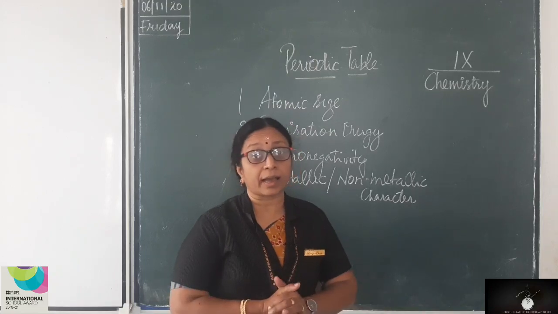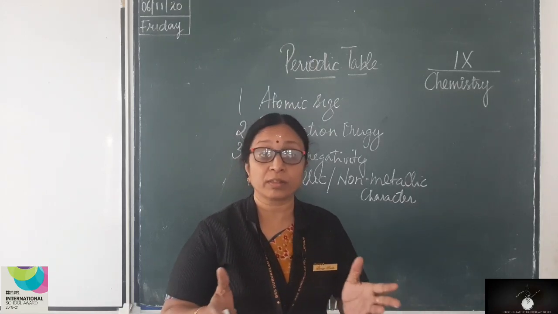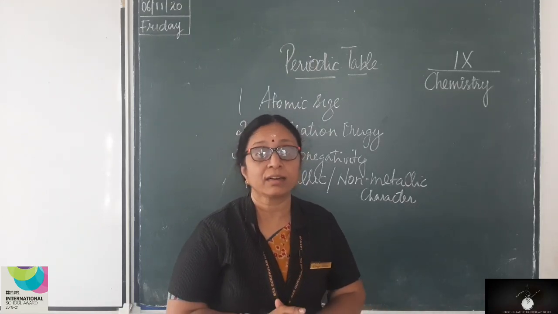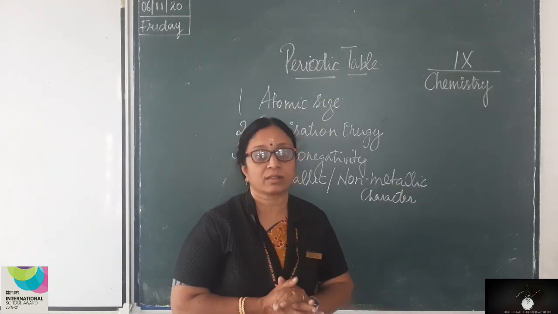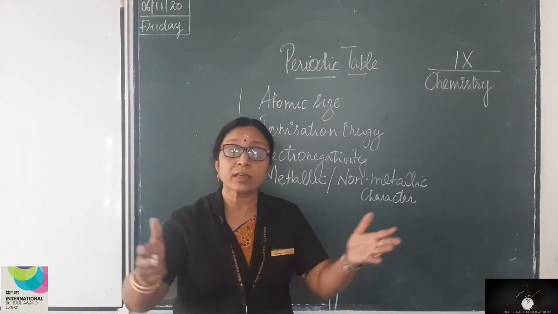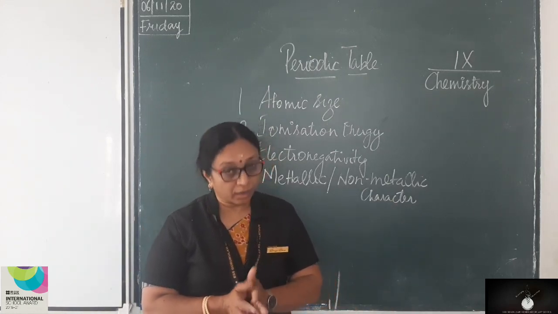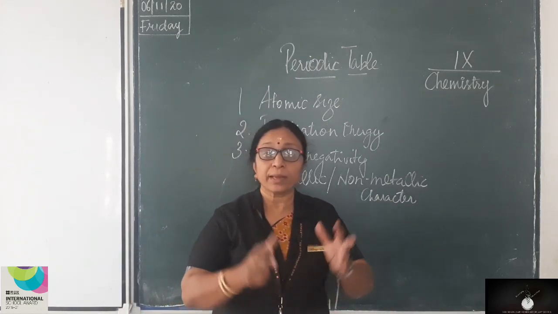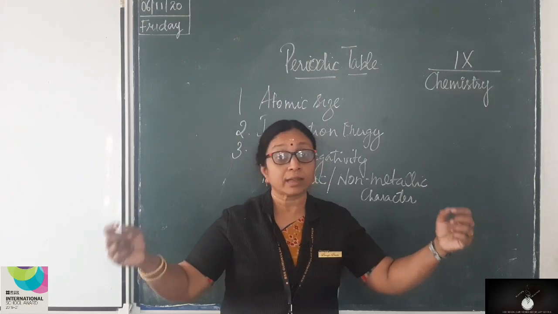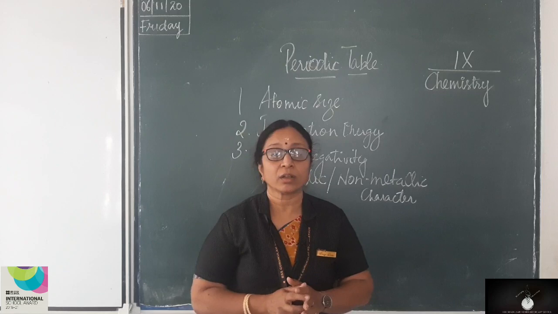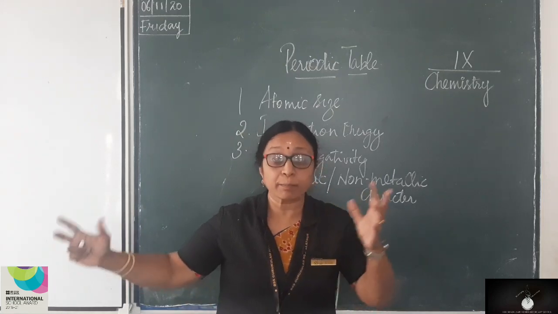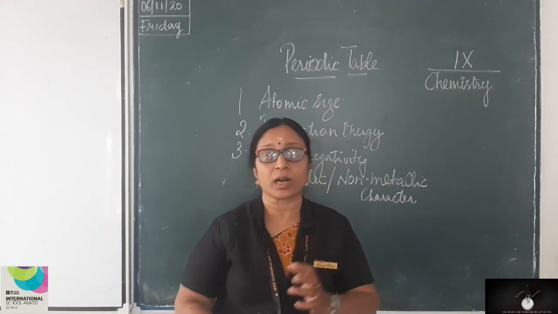What is a metallic character? What is the specific character of a metal? Metals always tend to lose electrons. So which is the atom which easily loses electrons? As we know, the bigger the size of the atom, the lesser the attraction from the nucleus towards the valence shell. So it is easy for a bigger atom to give away one electron.